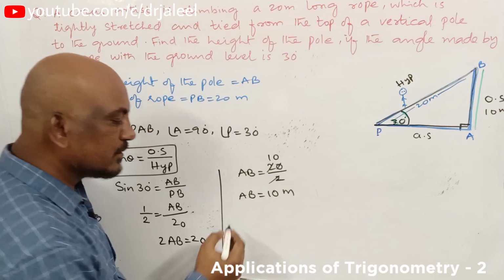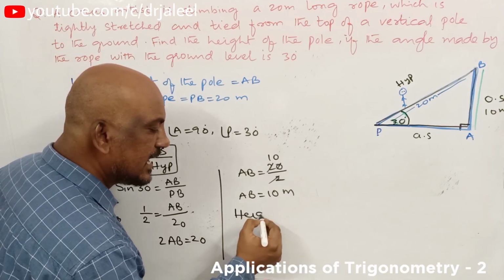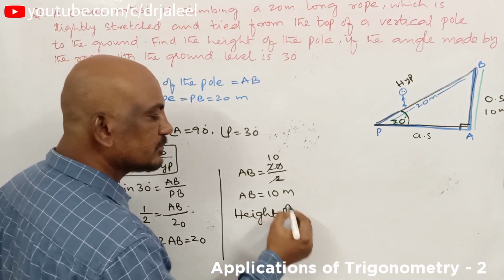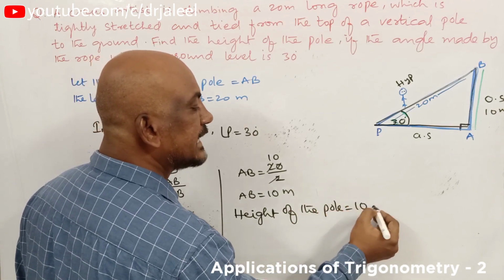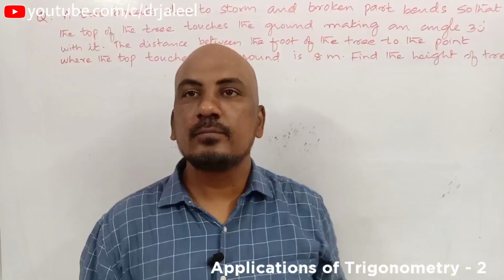So he is asking the same. So you conclude the answer as height of the pole is equal to 10 meters.